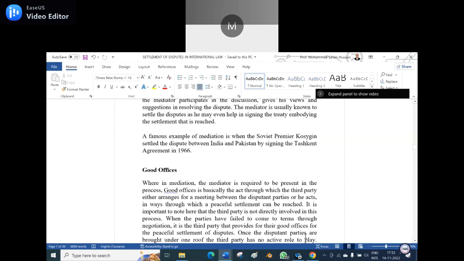Now let us see the good offices. What is meant by good offices? In mediation, the mediator is required to be present in the process. Good offices is basically the act through which the third party either arranges a meeting between the disputant parties, or acts in a way through which a peaceful settlement can be reached. So good offices would be a place where the settlement of the two parties happens. The settlement would be neither in the country of one disputant, nor in the country of the other disputant, but in a third place. Is it clear?